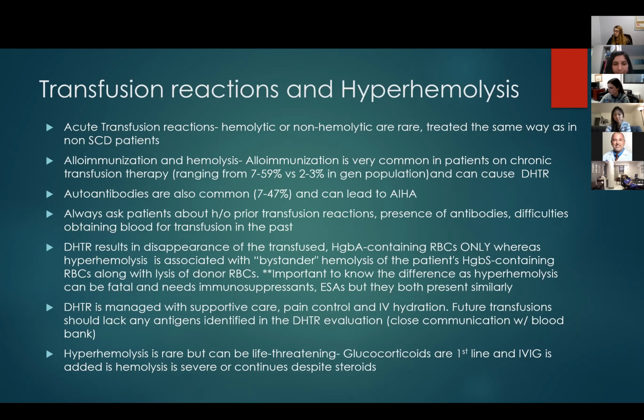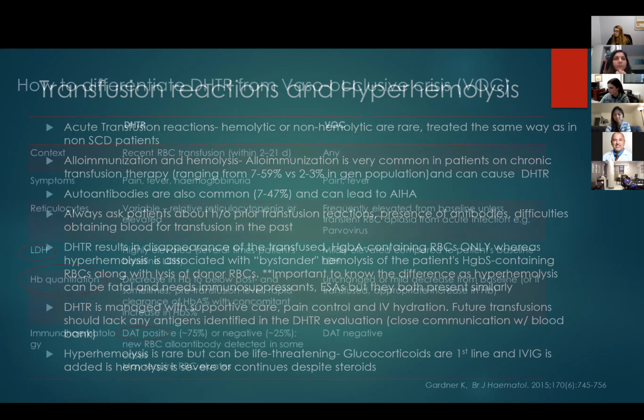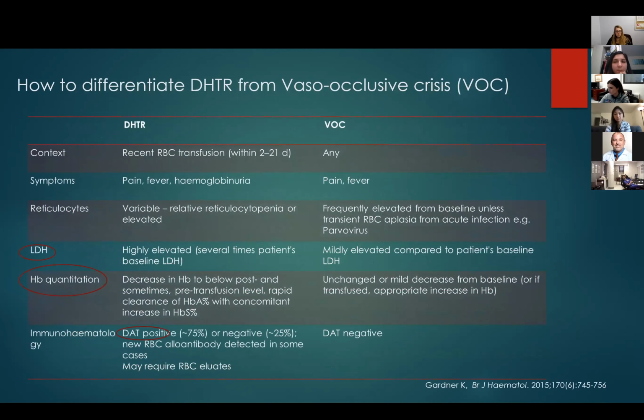Okay. And I mentioned this earlier, but a delayed hemolytic transfusion reaction can also look very similar to just a vasoocclusive crisis, because they both present with pain and can have some degree of fever. DHTR, in addition, can also have some hematuria or hemoglobinuria.